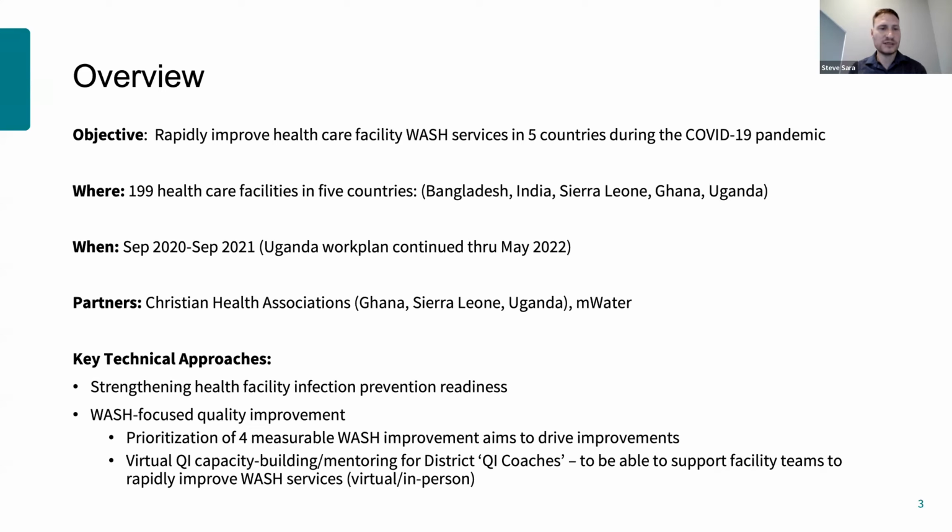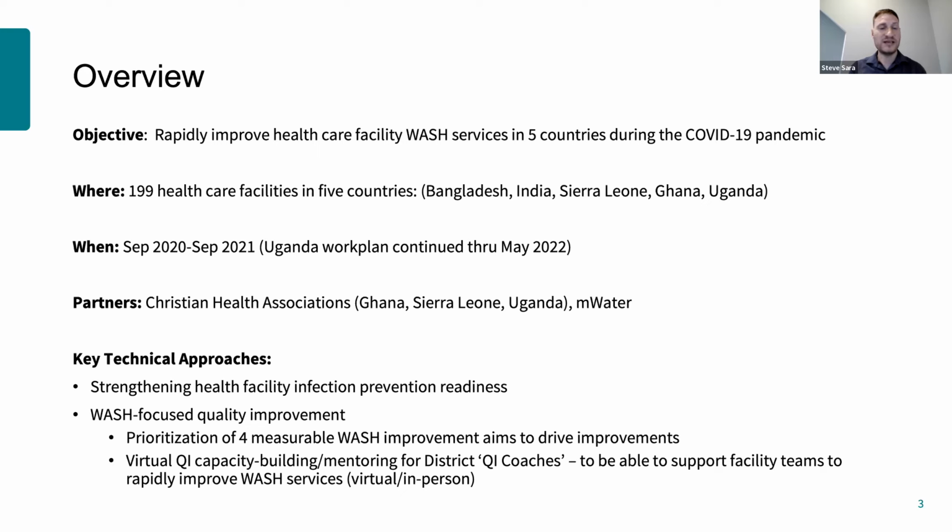Most of the countries implemented a one-year work plan. In Uganda, we extended for 9 months based on a request from the Ministry of Health for more support. And we worked with Christian Health Associations in Sierra Leone and Ghana and UPMB in Uganda to do this work. And we also got some technical support along the way from MWater.